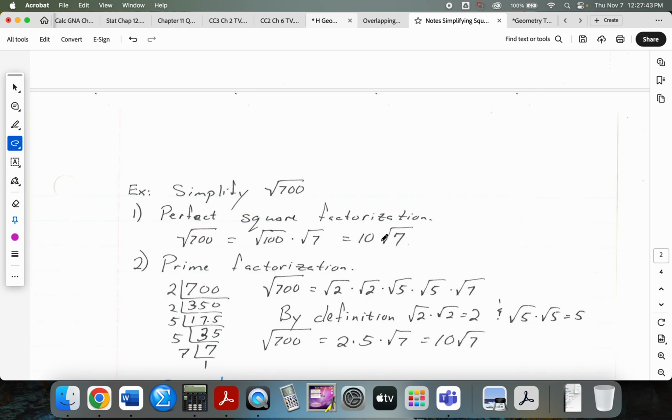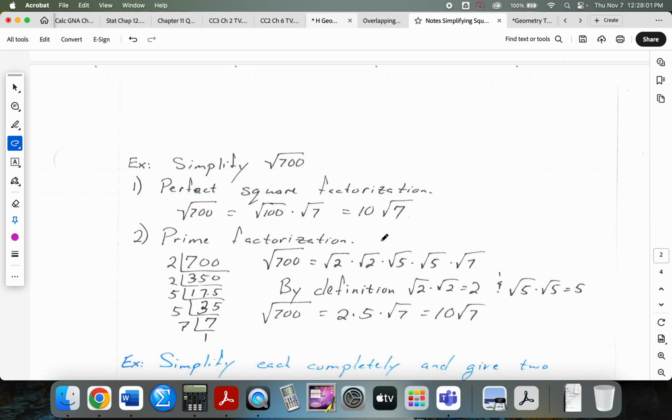So, perfect square factorization is always the faster way to do things. If you can think of the biggest perfect square that divides evenly into the number under the square root sign, that's the fastest way. If you can't do it, what we'll do is we'll divide the number, in this case 700, up by prime numbers. Remember, prime numbers are numbers that are only divisible by two things, themselves and 1. So that's going to be 2, 3, 5, 7, 11, 13, 17, etc.